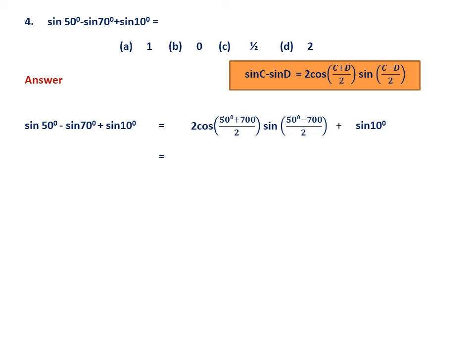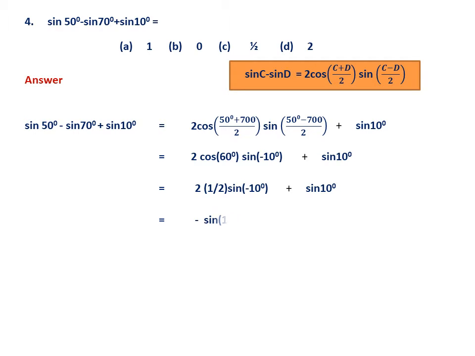Then next one is simplification. So you can write it as 2 cos 60 degree, because 50 plus 70 is 120 by 2, 60 degree. Second one is minus 10, then plus sin 10 degree. Now this you can simplify. You know that cos 60 is half, therefore this will be 2 cancels once again, because 2 into 1 by 2, sin minus 10 degree.